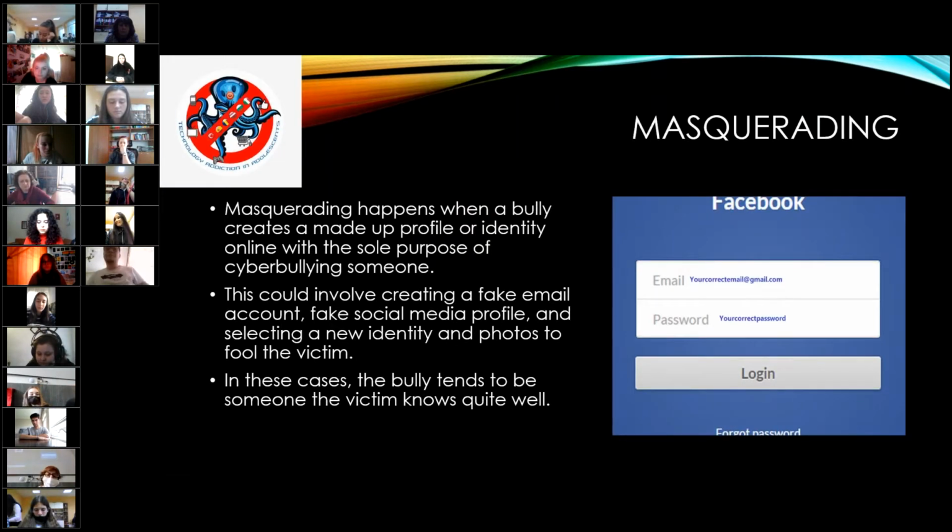Masquerading. Masquerading happens when a bully creates a made-up profile or identity online with the sole purpose of cyberbullying someone. Let's say the bully doesn't like another person, so he creates a fake account and he bullies that person through a fake account, so they don't know who the bully actually is.